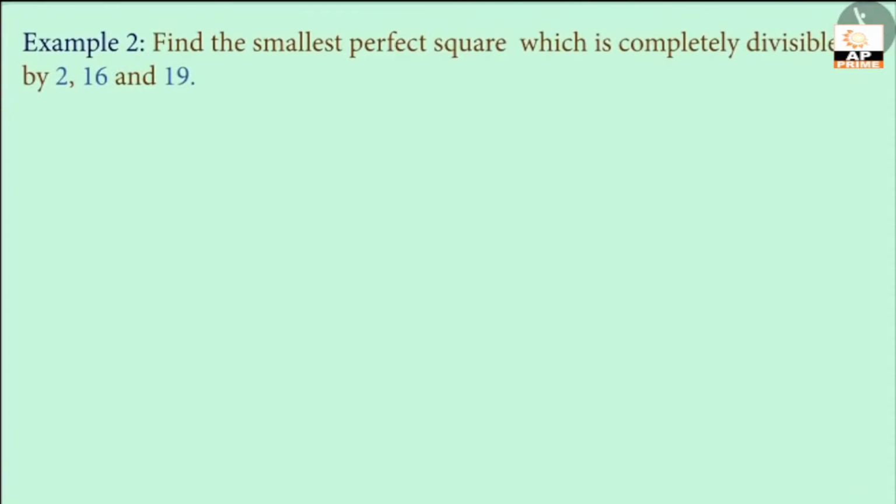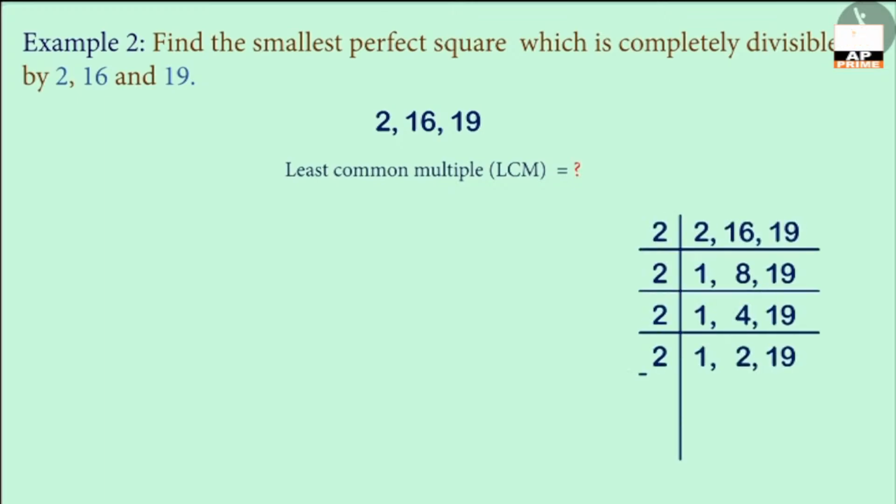Let us see another example. Find the smallest perfect square which is completely divisible by 2, 16 and 19. If we had to find only a number that was divisible by these three numbers, then we would have to find the LCM of these three numbers. Thus, we would have received the number 304.